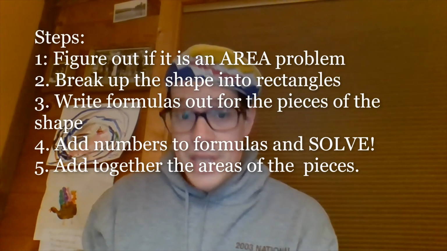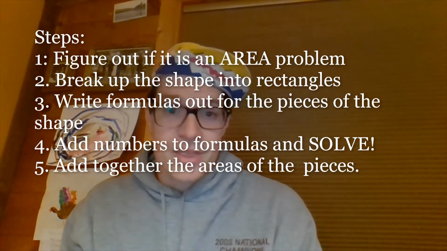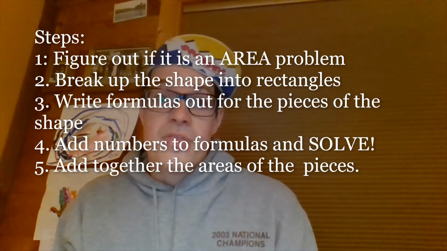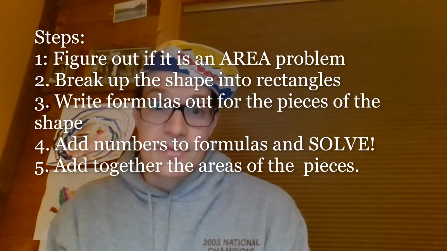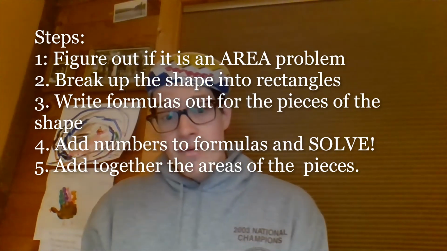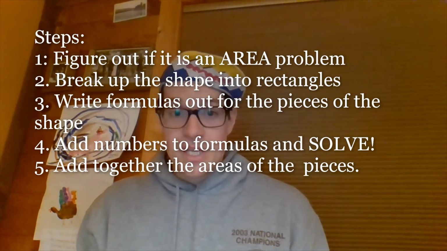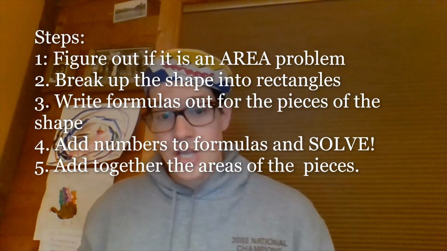So let's review the steps real quick. I'm going to put them up on the screen in writing here. The first step is to figure out if it's an area problem. Once you know it's an area problem, you need to break up the shape into rectangles, because we know how to find the area of rectangles. Then you need to write the formula out for the two pieces of your shape, length times width. Once you've written the formula out, you can then put numbers in instead of letters.